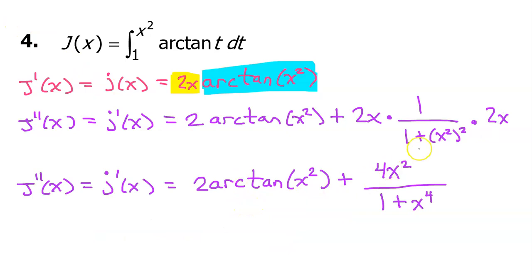And we can simplify this a little bit. We can multiply the 2x times the 2x, and we get 4x squared. And x squared squared is x to the 4th power. So here you go.